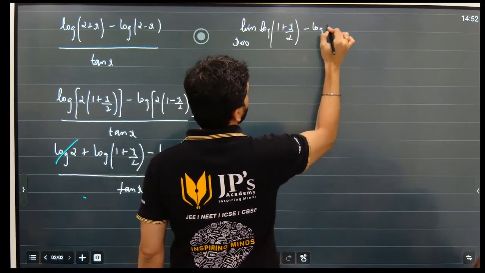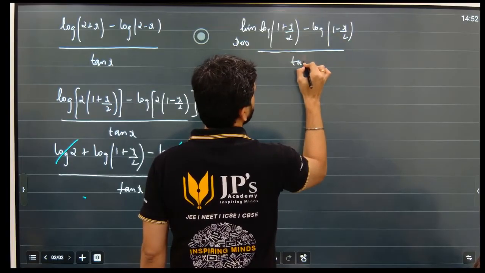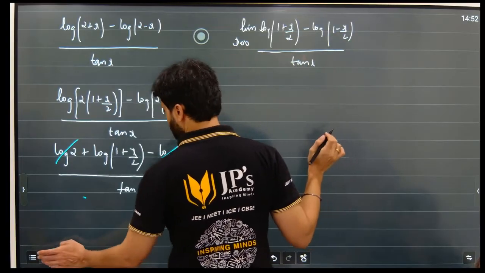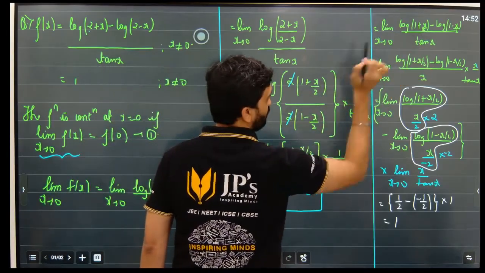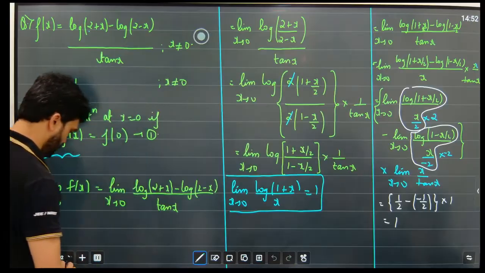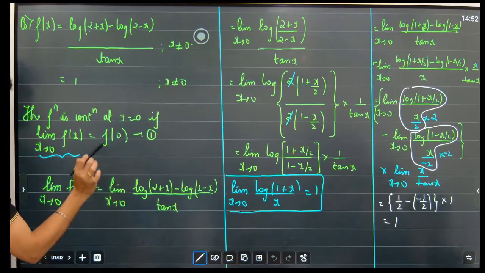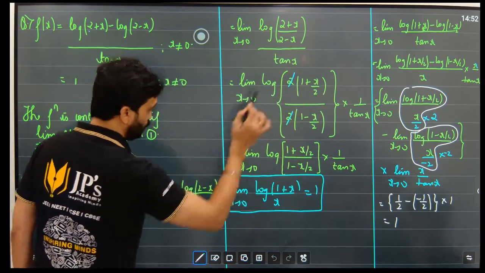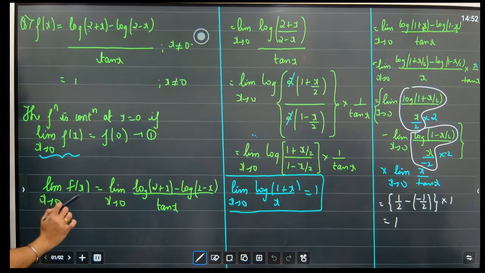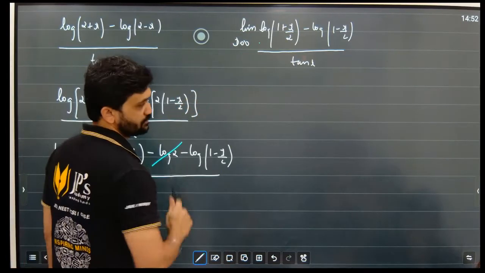minus log of 1 minus x by 2 upon tan x. It's the same step that we got, guys. Log of 1 plus x by 2 minus log of 1 minus x by 2 upon tan x. The same step you have got. So you just land up doing a little extra, and the little extra is basically 1, 2, 3 and the 4th step. And here also the same method, 1, 2, 3, and this is the 4th step.